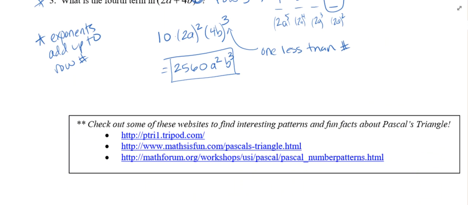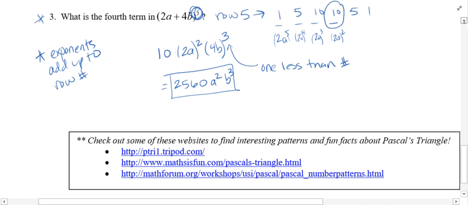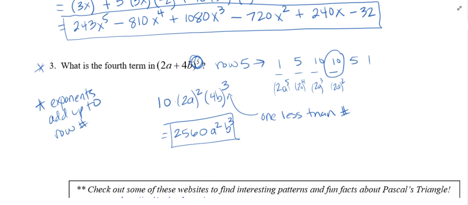These are just a couple of places where you can go to check out some interesting facts about Pascal's triangle. But those are the main type of problems you're going to see in your homework: the expansion, and then finding a particular term, not having to expand it all, but finding a particular term. All right, thanks you guys.